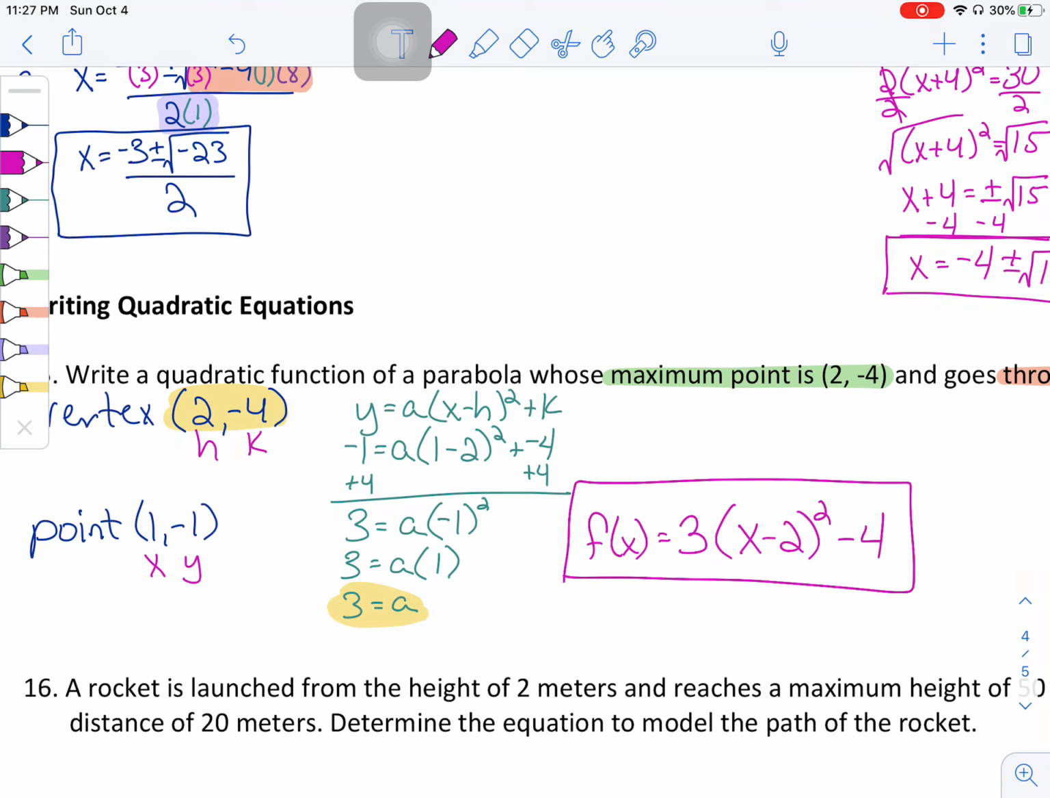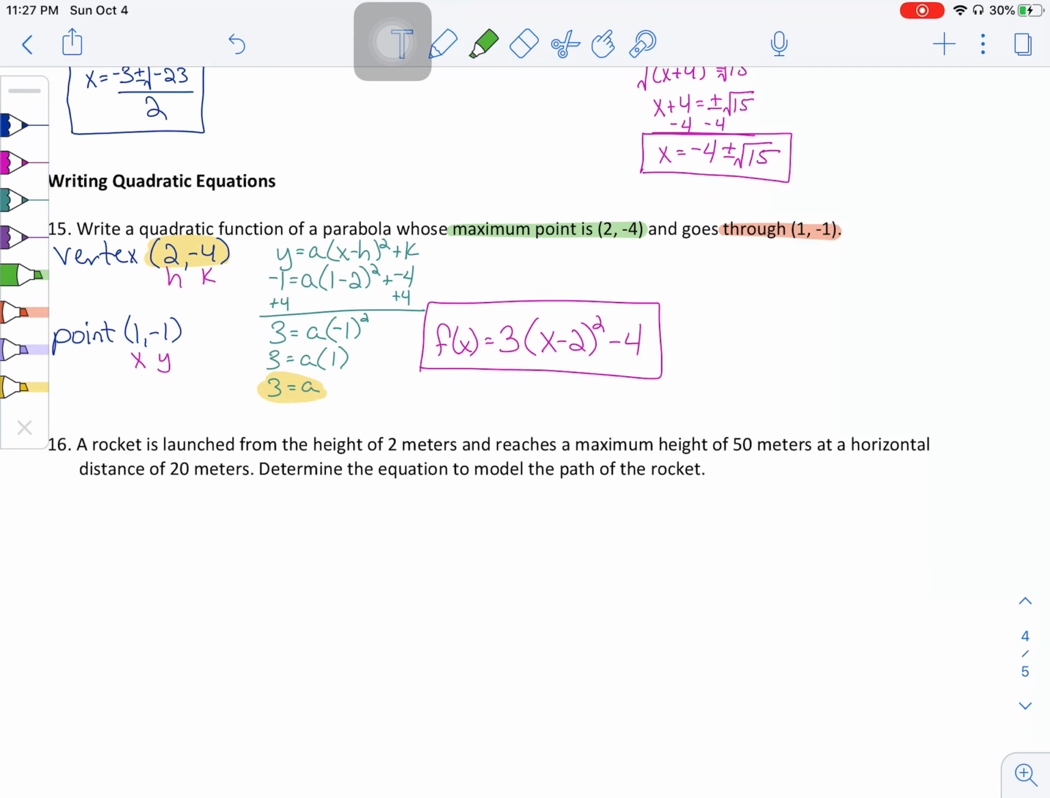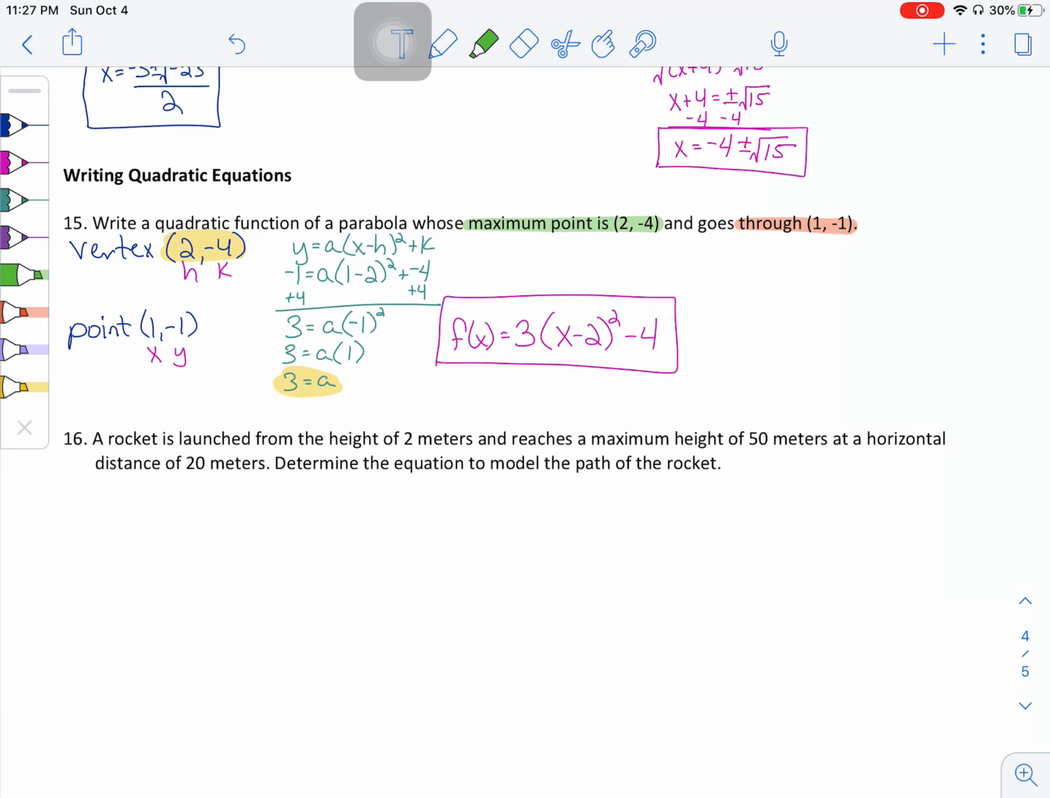All right, problem number 16, which I think is the last one on the page. A rocket is launched from a height of 2 meters. I'm annotating as I go. It reaches a maximum height of 50 meters at a horizontal distance of 20 meters. Determine the equation to model the path of the rocket.